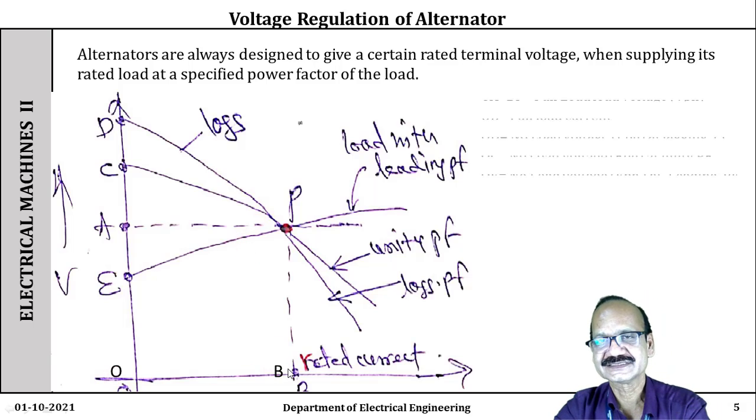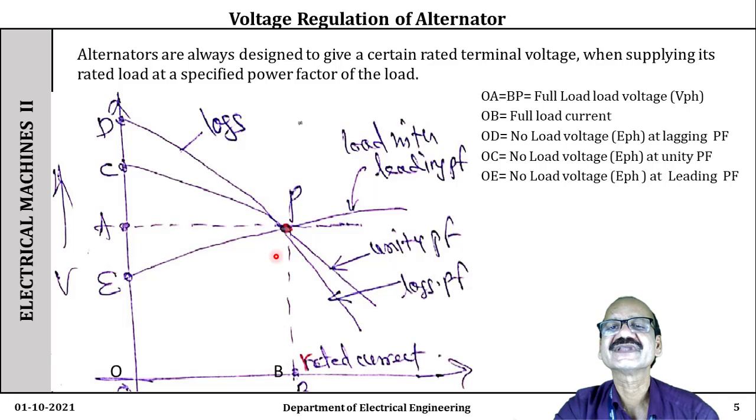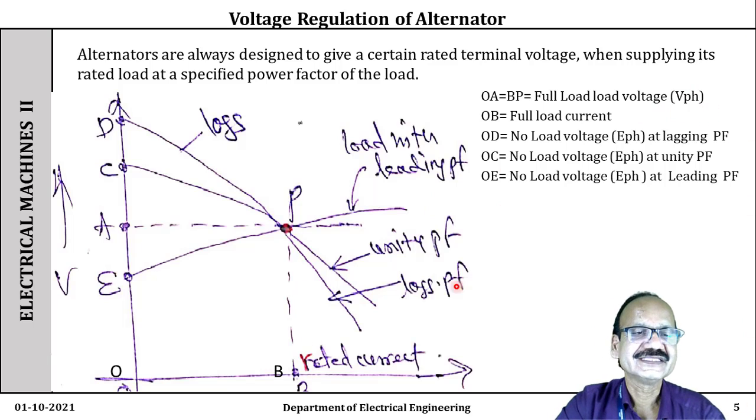The same things are shown here if you observe carefully. This OA equals BP equals the full load voltage VPH, and this OB equals the rated current or full load current. Now when this full load is switched off suddenly, what happens? This rated current goes to zero. This full load current goes to zero.